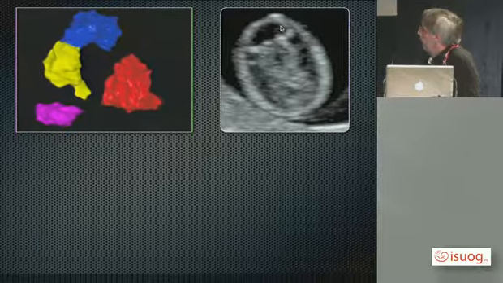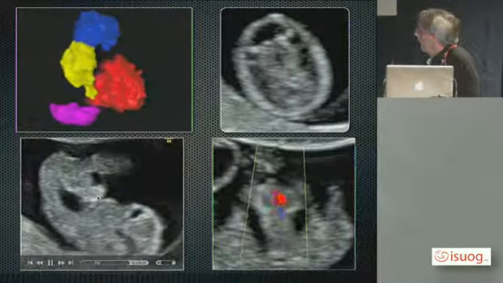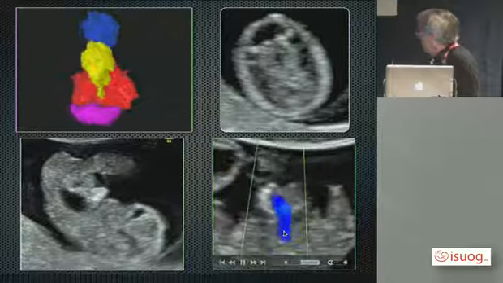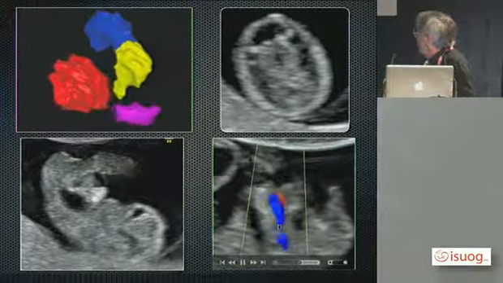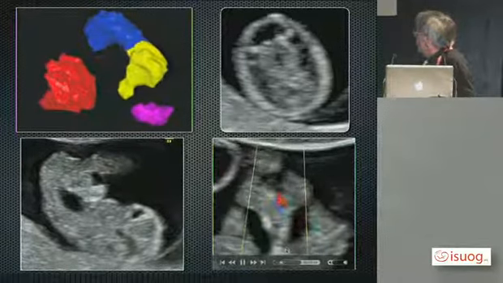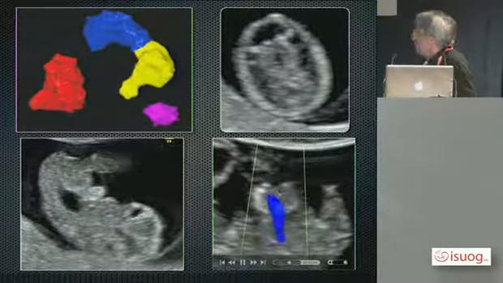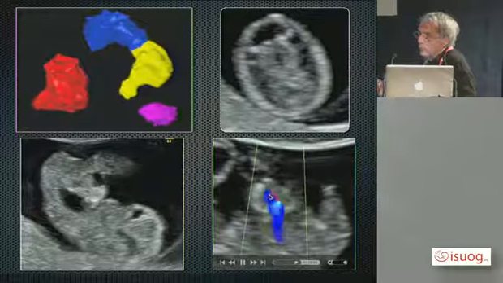Holoprosencephaly, the heart outside. And if you use color Doppler, it's only 9 weeks of pregnancy, but you can see here one main trunk. This is the pulmonary artery, and only one inflow. So maybe it was a single ventricle.